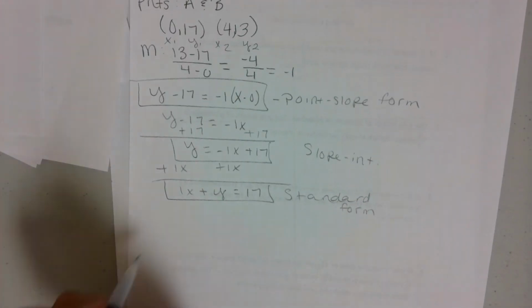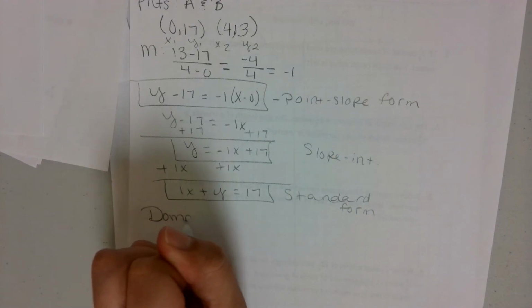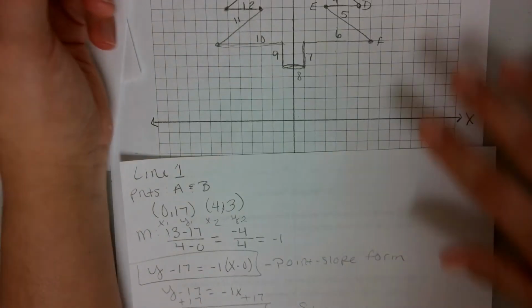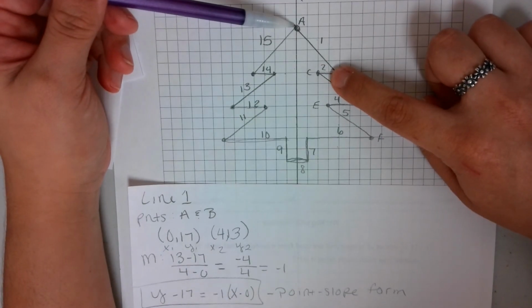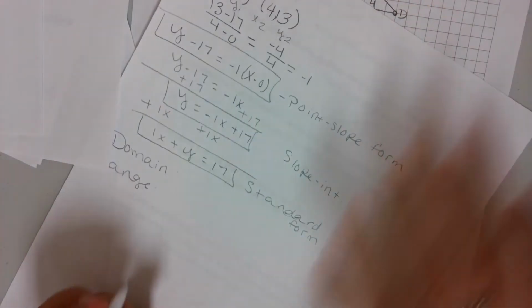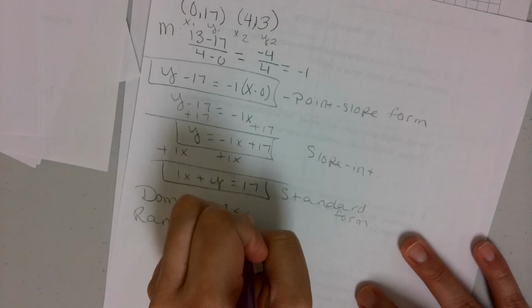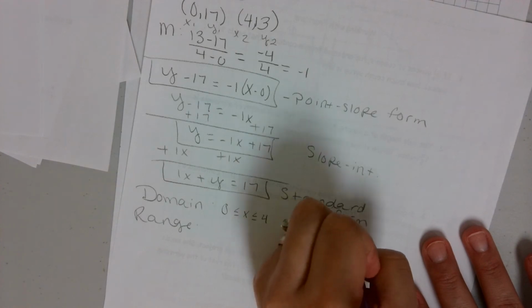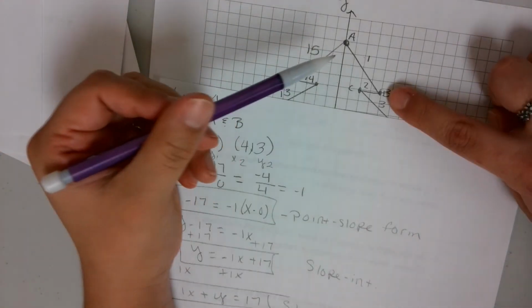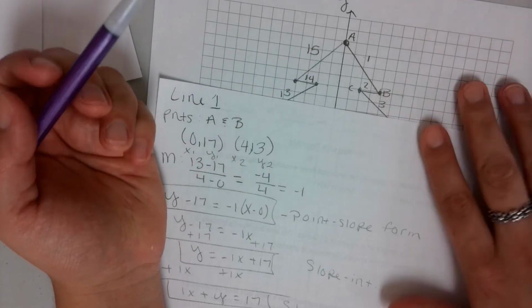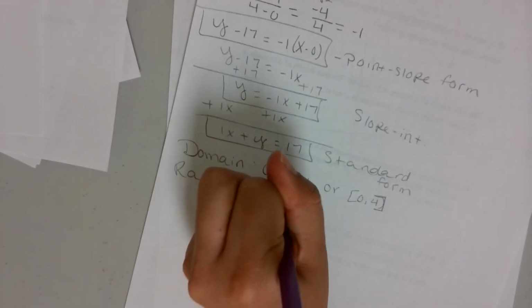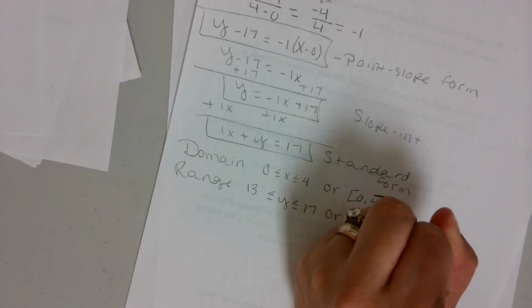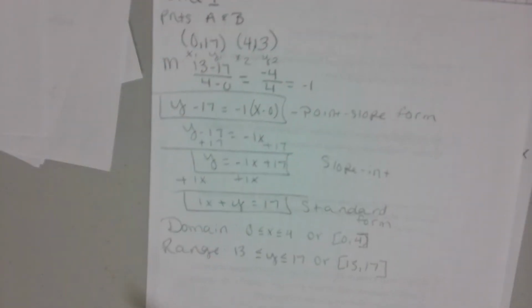Okay, so I have all 3 forms. And then I have to state the domain and I have to state the range. Okay, so my domain is from this point to this point, so from 0 to 4. So I'm going to say the domain is from 0 to 4, or I could also do [0, 4]. My range is from this point to this point, my y value, so it's going to be from 13 to 17. Be sure you do the smallest number to the biggest number, or [13, 17]. You should have all of this work.